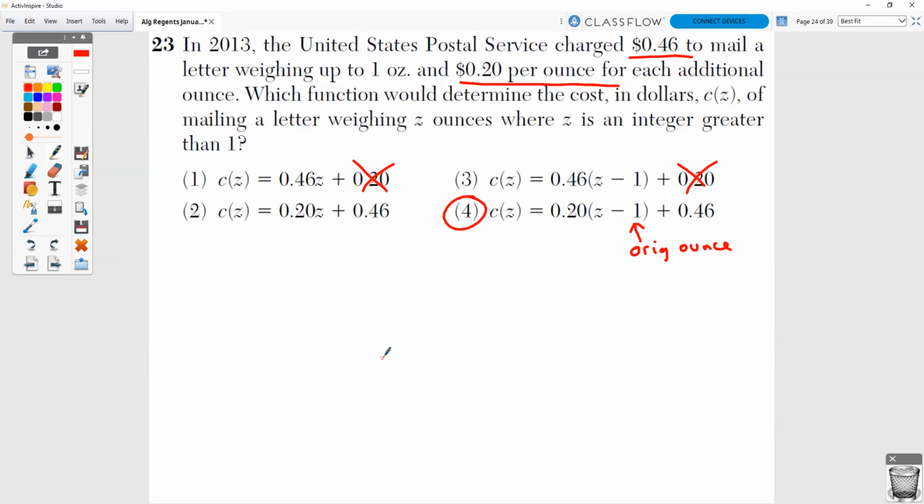In question number 23, the post office charges 46 cents to mail a letter up to 1 ounce and 20 cents for each additional ounce. What function could you use to determine that? We have to add 46. That 46 is for the first ounce. So that's what we're adding onto the end of our equation. Then it's 20 cents per ounce, but you already paid for the first ounce with the 46. So it's not going to be this part right here. It would have to be this one because you have to subtract out that original first ounce. And then it's 20 cents times how many extra ounces you have.